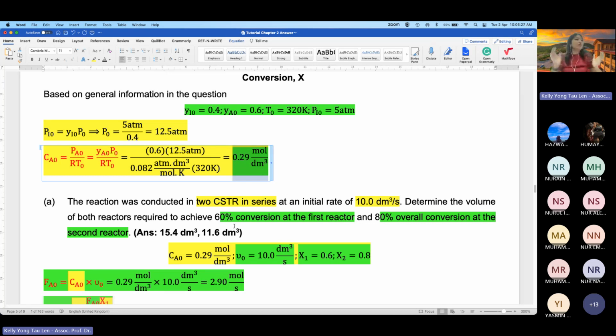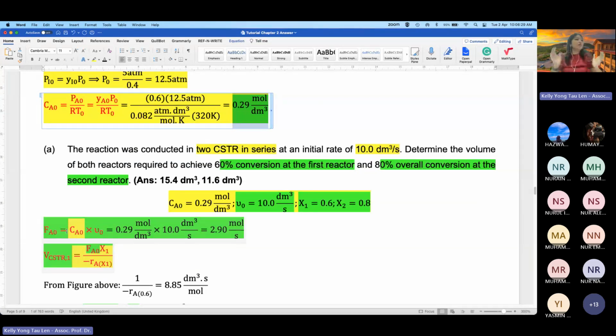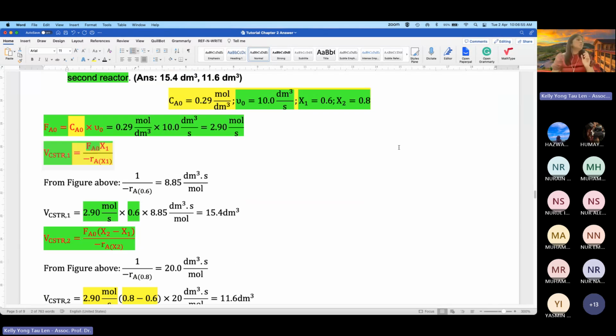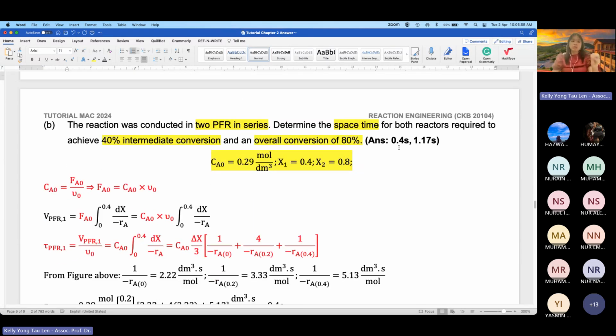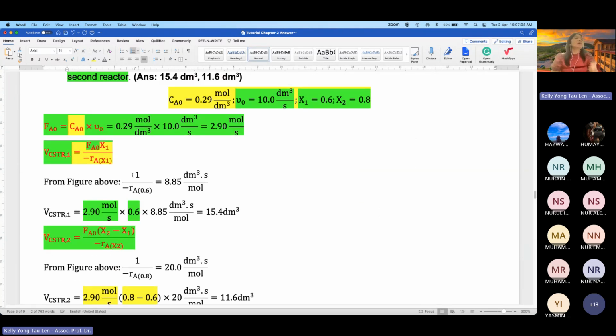Next, what about FA naught? You have to remember the FA naught you find in part A, you only get it because in part A they gave you epsilon naught. Because they gave you epsilon naught, you can find FA naught, since you know CA naught and you know epsilon naught. But the epsilon naught is only specific to part A. In part B, you cannot use this epsilon naught because they do not mention that you can use it. So the FA naught that you get in part A cannot be used in part B.